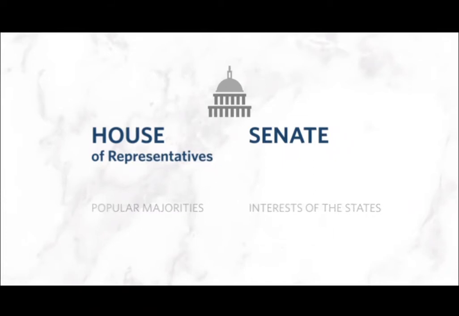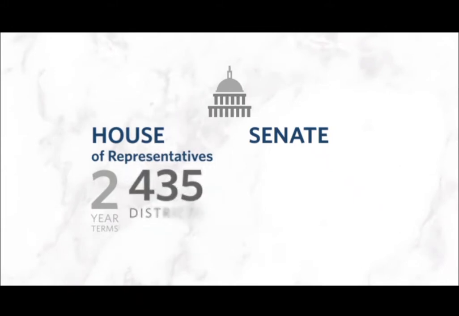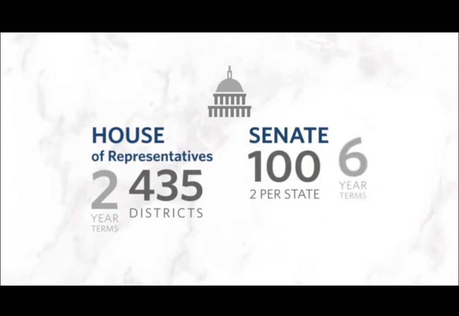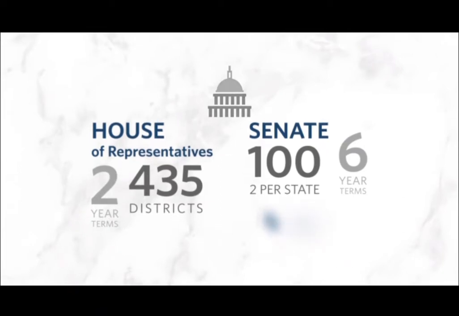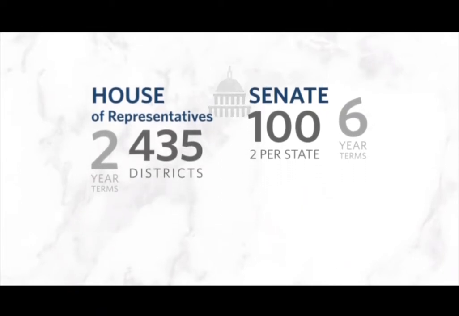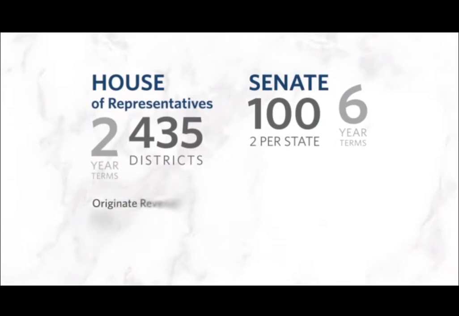Our system currently provides for a 2-year term of office for House members from the 435 population-based districts. In the Senate, voters of each state elect 2 senators who serve 6-year terms that overlap, such that only 1/3 of the chamber is up for election in any given election cycle. The 2 chambers are fundamentally equal in their legislative roles and functions.